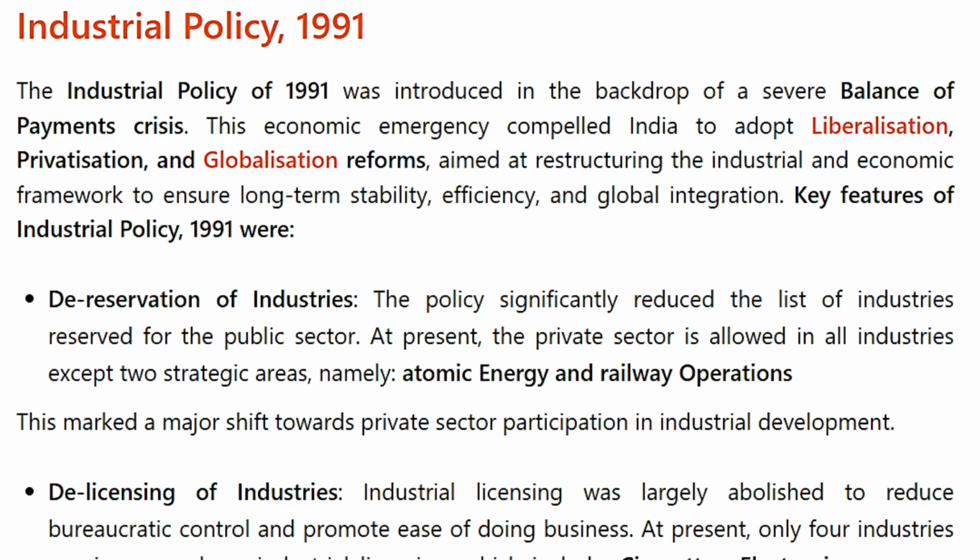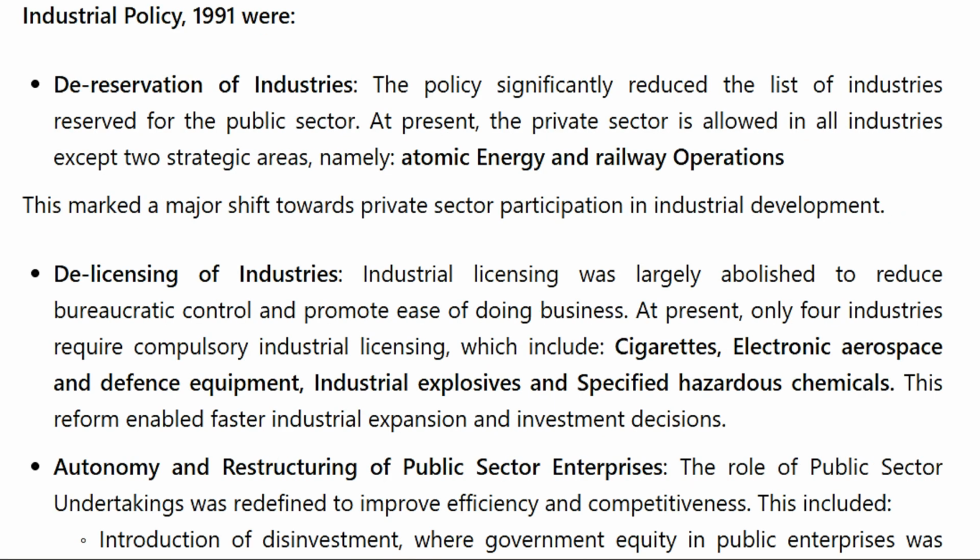Delicensing of industries. Industrial licensing was largely abolished to reduce bureaucratic control and promote ease of doing business. At present, only four industries require compulsory industrial licensing, which include cigarettes, electronic aerospace and defense equipment, industrial explosives and specified hazardous chemicals. This reform enabled faster industrial expansion and investment decisions.